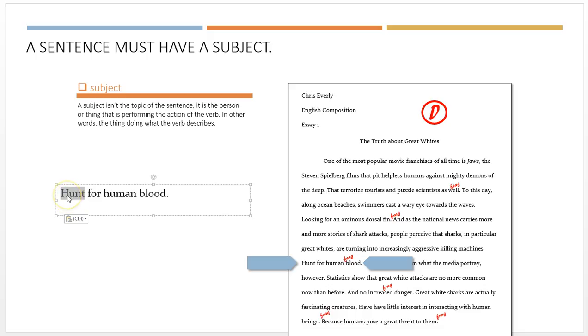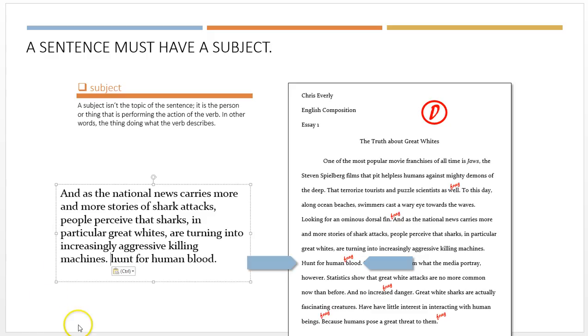And in this case, we know it's the great white shark, but there's no noun or pronoun indicating that within the sentence. So you have a couple of choices if you want to repair this. One is to actually add a subject, like they hunt for human blood. Or you might say great white sharks hunt for human blood. Another option is to do as we did in the last case, and that is to connect this fragment to the previous sentence because it's really an extension of that sentence.